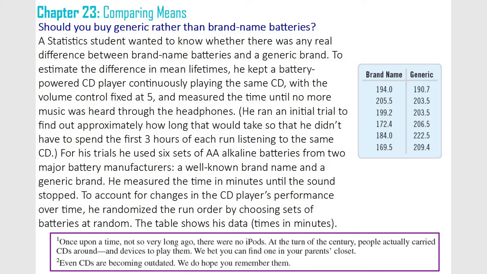Hello. Today we're going to talk about Chapter 23, Comparing Means. What I mean by that is this example. Let's say you wanted to see if there's a difference between the batteries of a brand name versus a generic type. You tested out a whole bunch of batteries, you recorded how long they lasted, and now you want to compare the means.